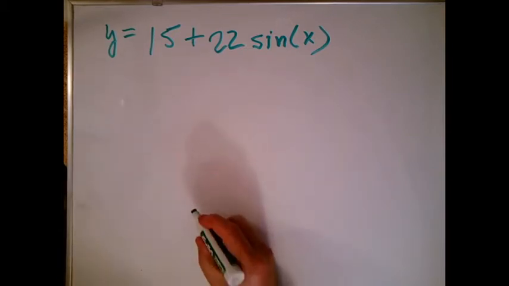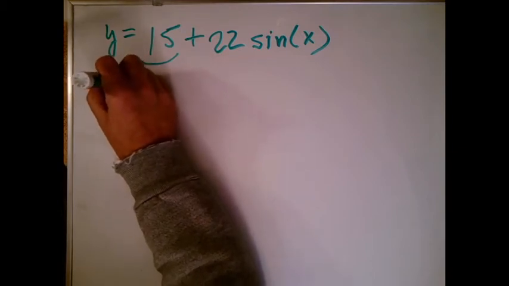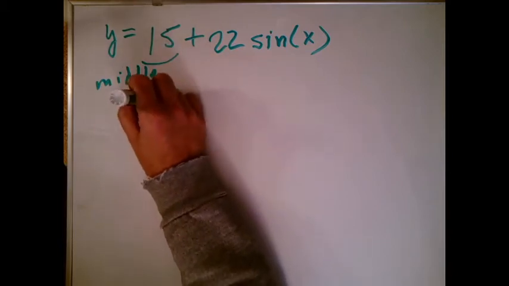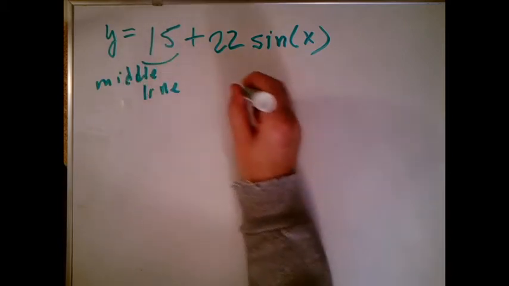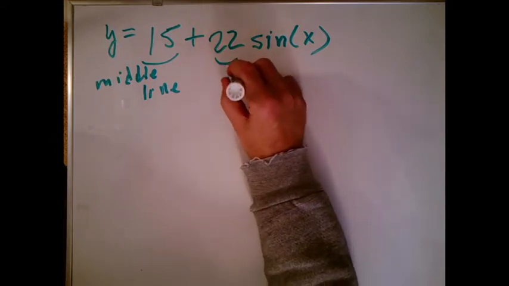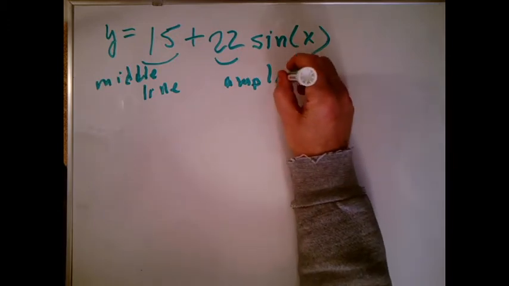When we see this thing right here, we know that's the middle line. So let me just put middle line. And we know this is the amplitude, but that's just the distance between the middle line and the top. Amplitude, here we go.